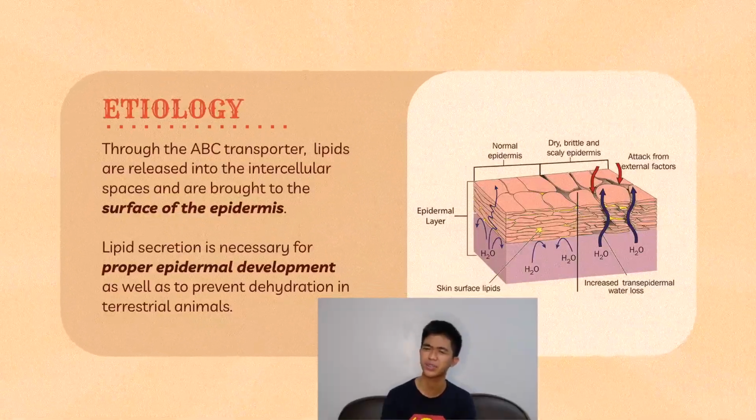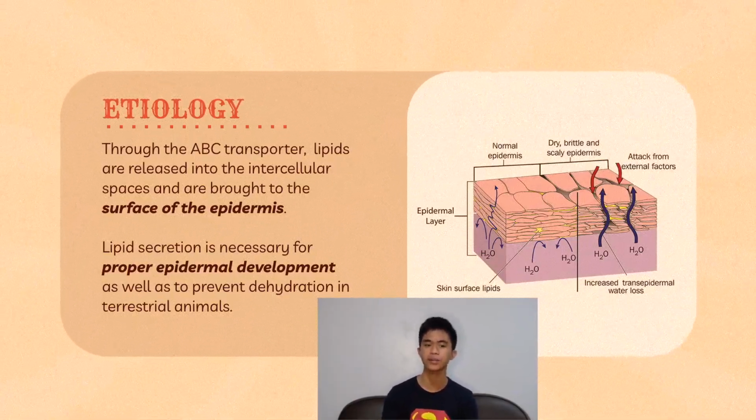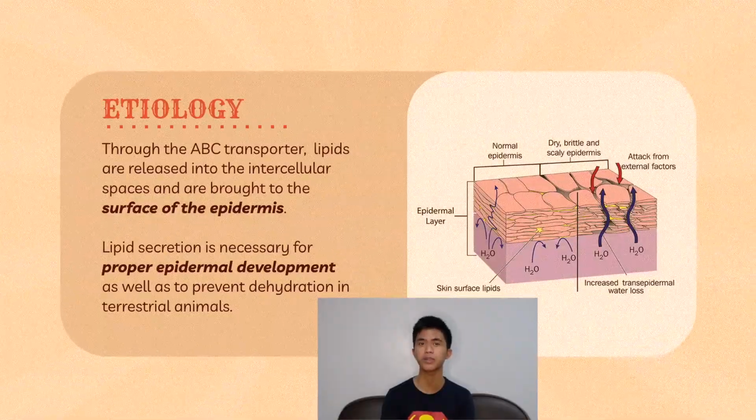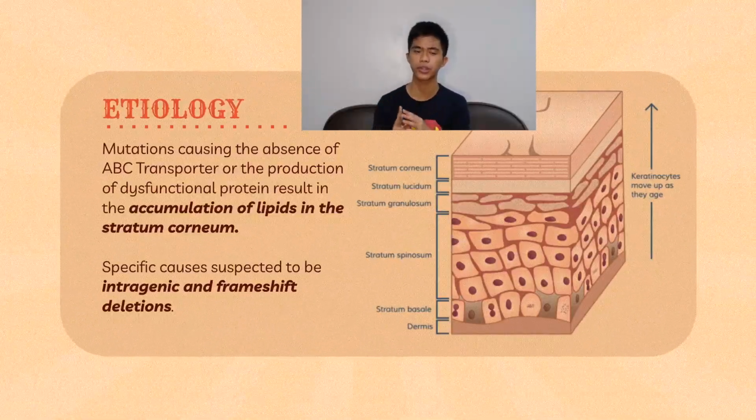So why does this need to happen? Well, as we know, lipids are very hydrophobic molecules, and so they do a really good job at keeping water inside the body. Apart from that, lipids are also important for proper epidermal development. As we can see in the image to the right, the skin is kept hydrated by a healthy amount of epidermal lipids. It follows that mutations regarding this gene can cause one of two things.